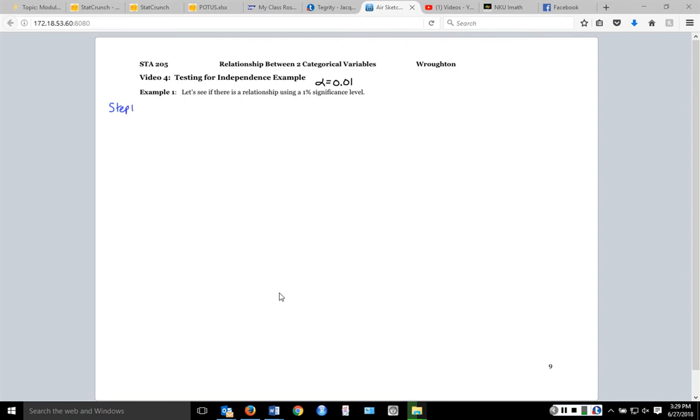All right, so our first step is to write out our hypotheses. So my null hypothesis is that the response variable, which is feelings about the president, are independent of voting for Trump. Or again, that's the idea of no relationship.